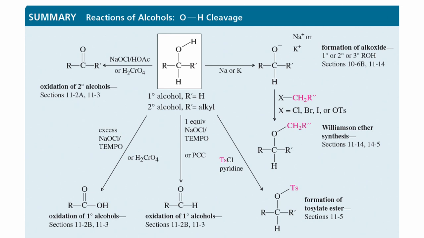So we can deprotonate the alcohol with some base, like sodium or potassium metal, which gives us an alkoxide. And we can use that alkoxide as a strong nucleophile to make an ether, this Williamson ether synthesis, where we just need a good electrophile, like an alkyl halide. We can remove the H and replace it with a tosyl group by using tosyl chloride and pyridine. That makes it a better leaving group. And we can also oxidize secondary alcohols into ketones using any of the oxidizing agents we talked about. Or we can oxidize primary alcohols into carboxylic acids or aldehydes, depending on the conditions.